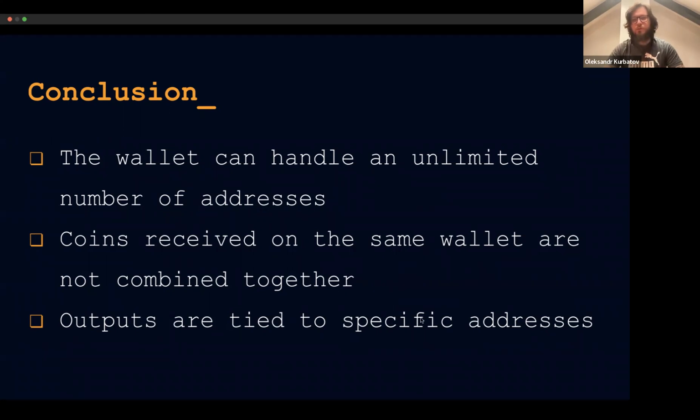Outputs are tied to specific addresses. So in an output, you can define who exactly can spend this money. And usually each output is linked to a specific address. This address can be a public key, or it can be some more difficult condition, for example, pay to script hash, et cetera, but each output defines some rule for how exactly this money can be spent later.